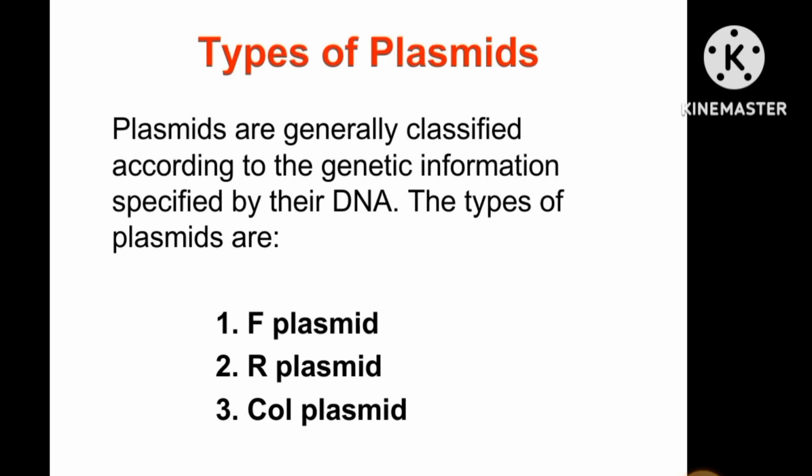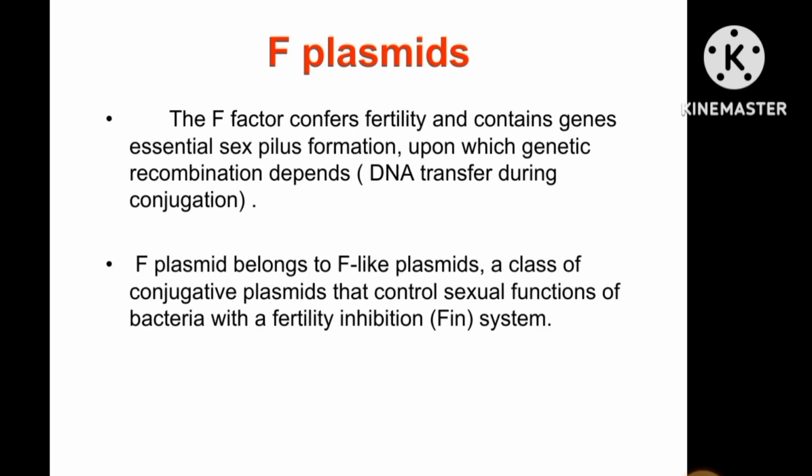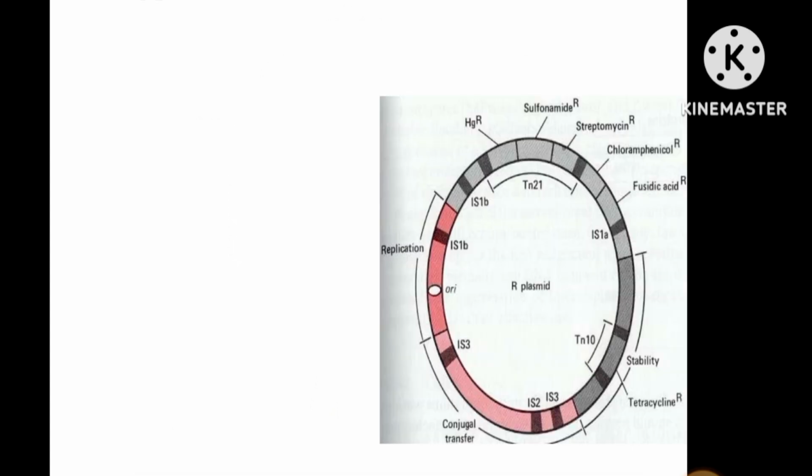When we talk about the F plasmids, the F plasmids consist of the fertility factor and the genes essential for pilus formation, and the complete pilus formation is dependent on these F plasmid genes, and it plays a very important role in conjugation. And this is the general organization of the F plasmid, where this tra gene is involved in pilus synthesis, or we can say pilus formation. It has its own origin of replication.